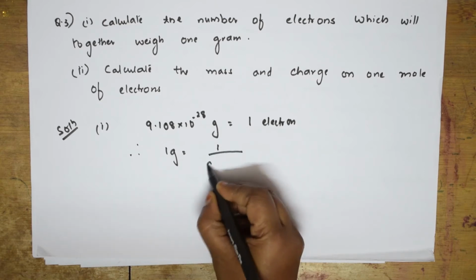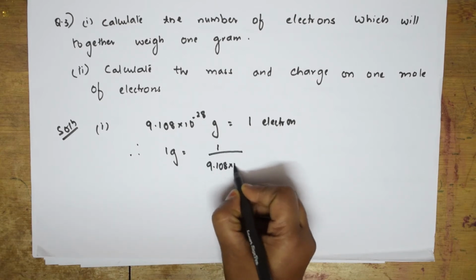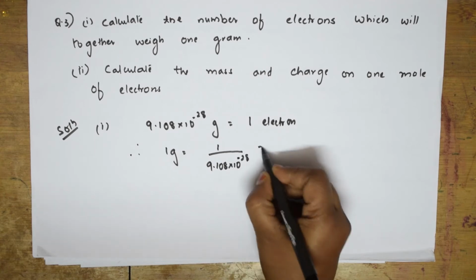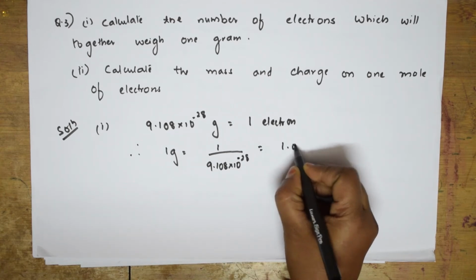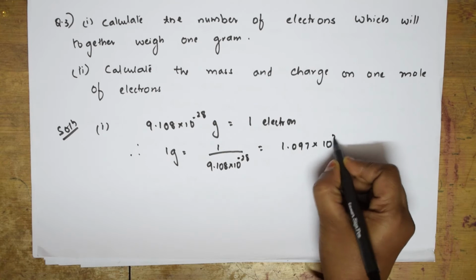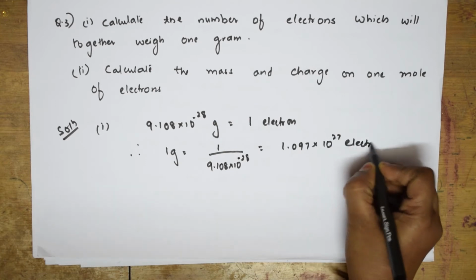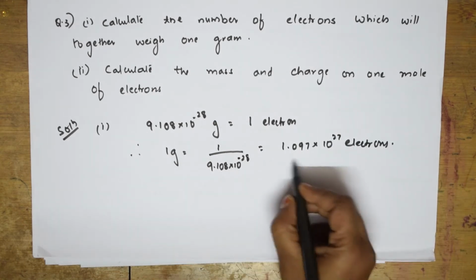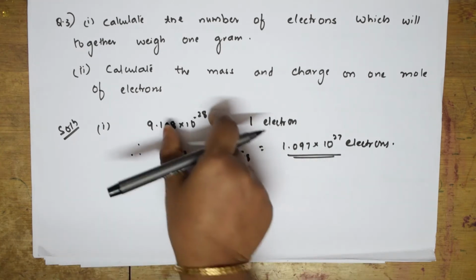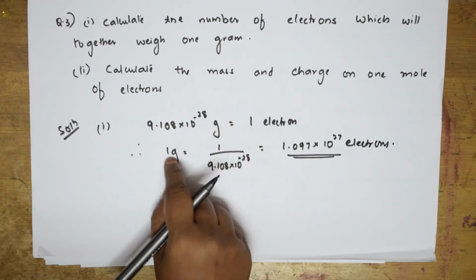1 divided by 9.108 into 10 raised to the power of minus 28. How much do I get? I get an answer of 1.097 into 10 raised to the power of 27 electrons. This is the amount present in 1 gram. That's it, this is the answer. Simple. Take the standard value and find out what is required.